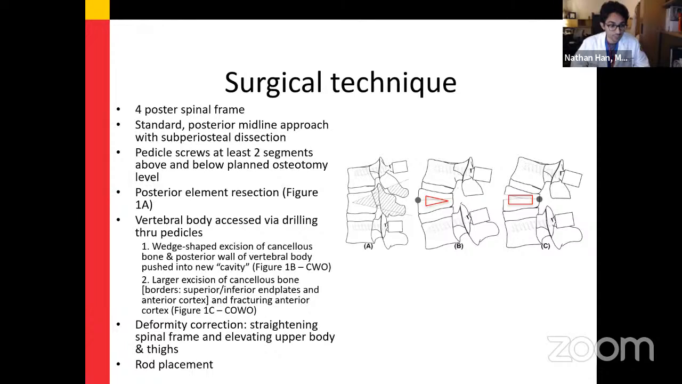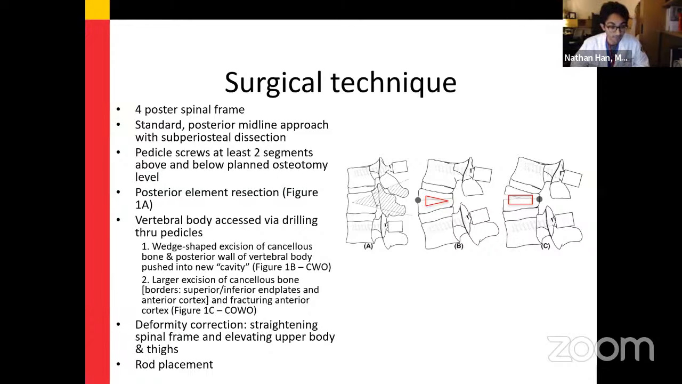After the exposure was completed, the posterior elements were resected as demonstrated in figure A over here on the right. And then the surgery was performed at this point via 2 different ways. Number 1, which is demonstrated in figure B, was a wedge-shaped excision of the cancellous bone in the vertebral body, and sort of compression of the posterior wall of the vertebral body into this newly formed cavity. This was the closing wedge osteotomy technique.